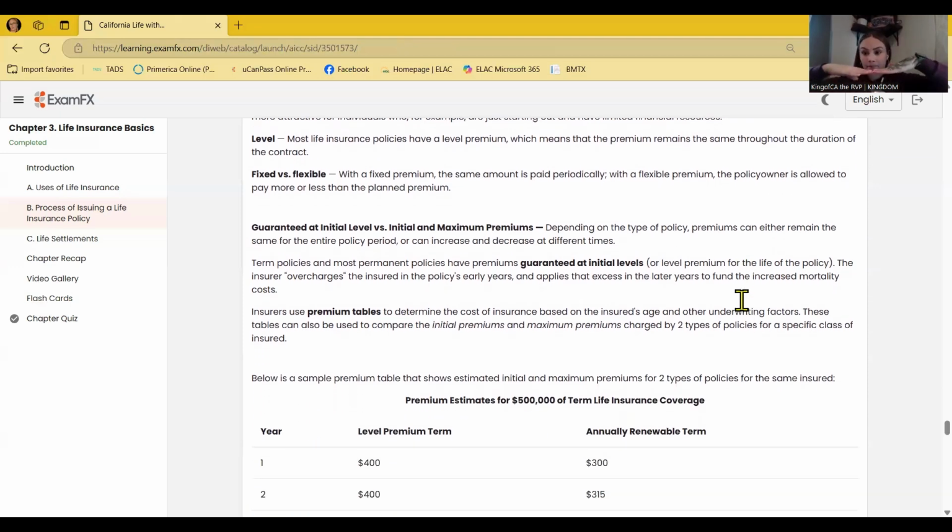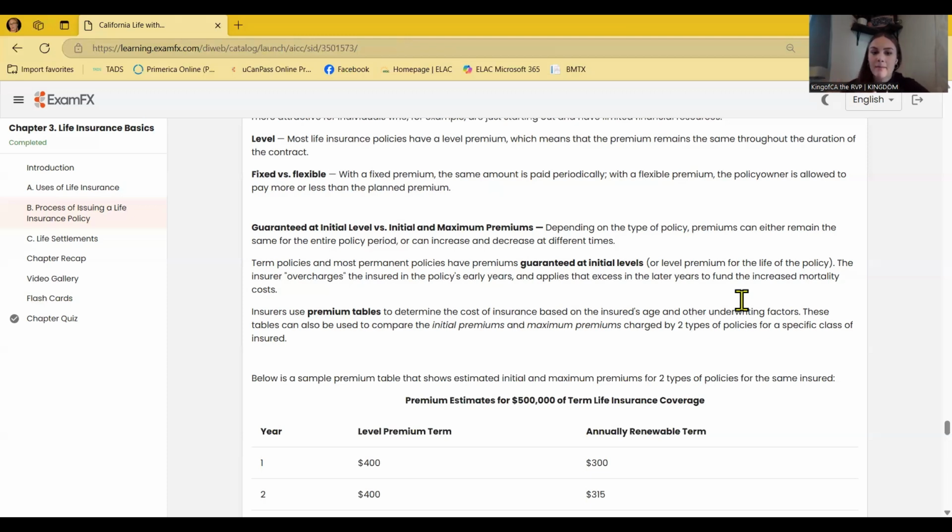Next, we have level. So level, we want to think about term, right? That's like the easiest way to think about it. Level is most life insurance policies' rate of premium, okay? Level means that the premium remains the same throughout the whole duration of the policy, okay? It never goes up and it never goes down. That's a level premium. And then fixed and flexible.